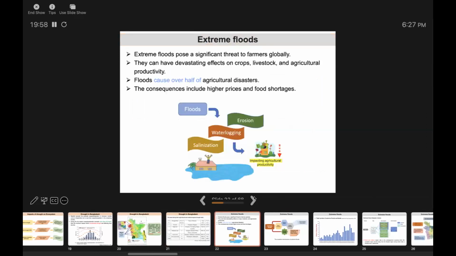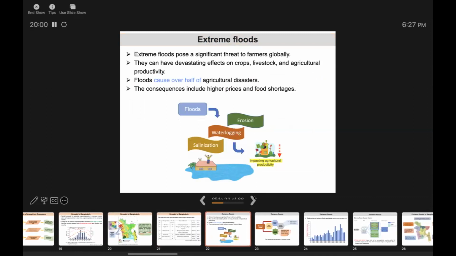Another one is the extreme flood. Extreme flood actually occurs in the wetland of the country, particularly the north-eastern side of the country, which also faces these natural calamities, because this is a sudden flood. It also has devastating effects on crops, livestock, and agricultural productivity, with floods causing over half of agricultural disasters. The consequences include higher food prices and storage problems. So these floods cause soil erosion, waterlogging sometimes, and salinization in the case of coastal areas.